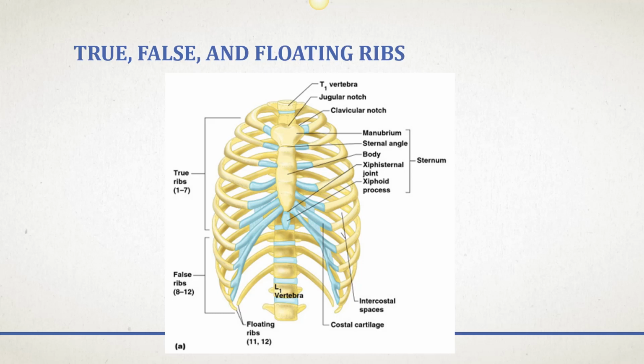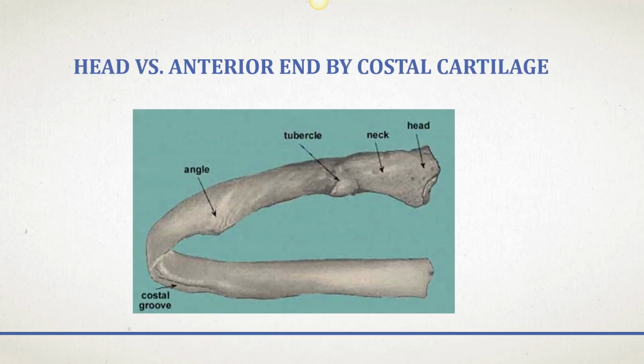Floating ribs do not connect to any cartilage. They don't connect directly to the sternum. So true ribs are number 1 through 7, false are 8 through 12, and then floating are 11 and 12. You don't need to know the parts of the ribs, so we'll kind of skip over this one.